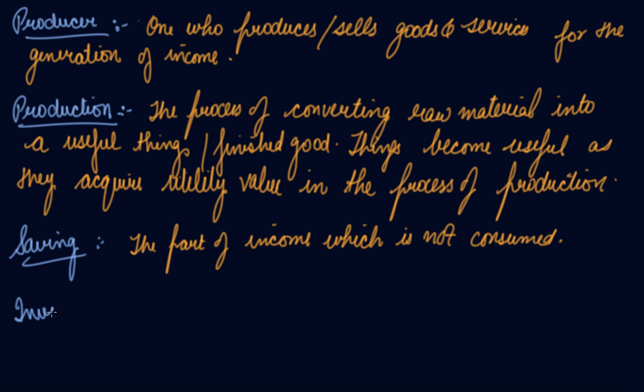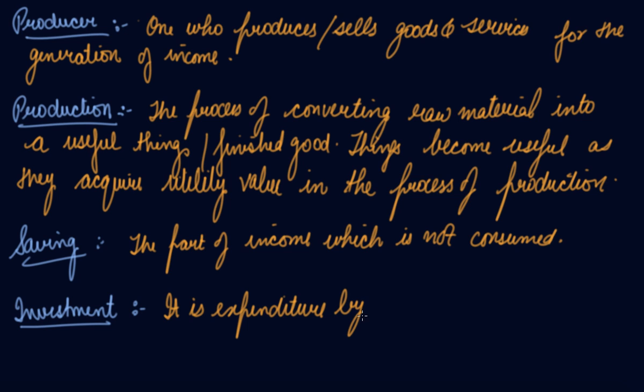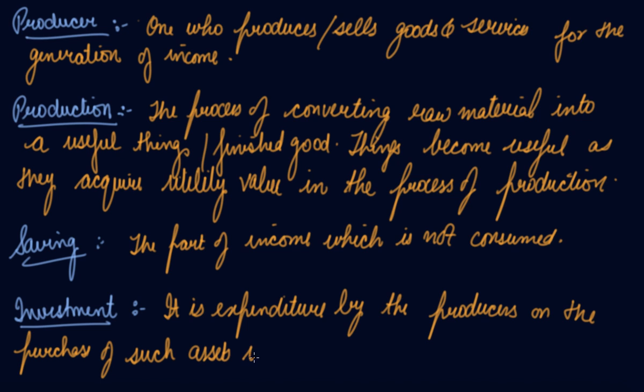Now what is investment? It is the expenditure by the producers on the purchase of such assets which help to generate income. See, when you buy some machine for the production process, you do an investment. So this is the expenditure done on the capital good. So that is the investment.